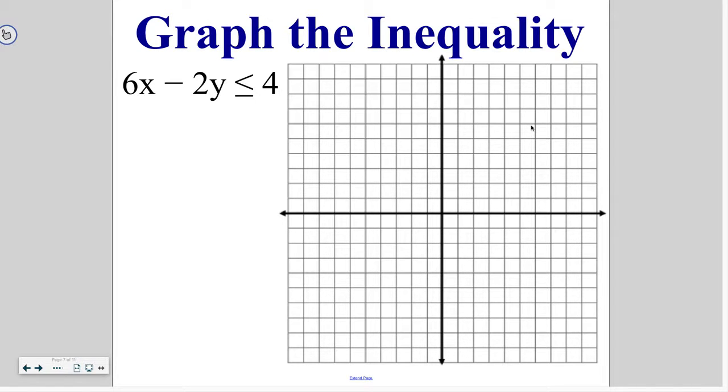Sometimes the y is not isolated, so we are going to have to solve to get it into y equals mx plus b form first. My recommendation to you would be to make sure that the y is positive. So there's a couple different ways that you could solve this.